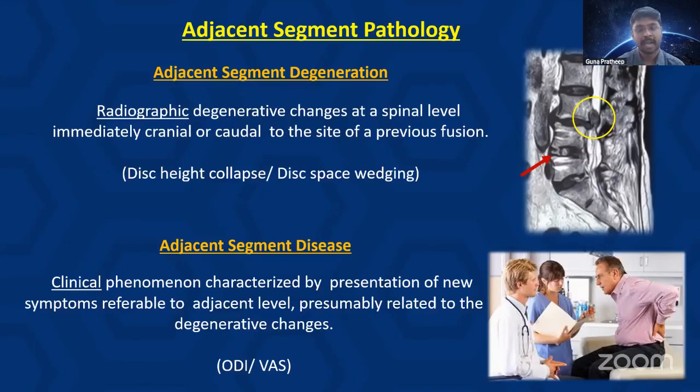As you can see, adjacent segment degeneration is a radiological finding measured in terms of radiological disc height collapse or disc space wedging, whereas adjacent segment disease is a clinical entity measured in terms of ODI and VAS scores. And there are various different definitions going around in the literature for these two, where surgeons consider a disc height collapse more than 20% as adjacent segment degeneration and disc space wedging more than 5 degrees as adjacent segment degeneration.